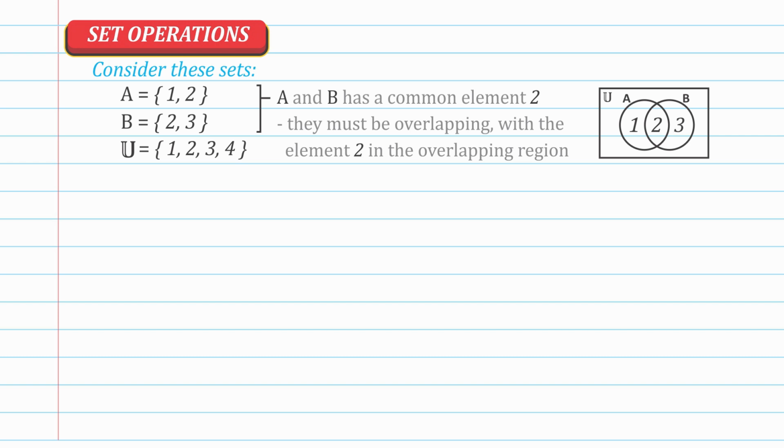Looking at the universal set, notice na iisa na lang ang natitirang element, the number 4. This number is not an element of A, nor an element of B. Kaya we place 4 here in the outside region. Finally, we have a representation of the relationships of these sets. We will be using these sets and this Venn diagram as we recall the 4 set operations.